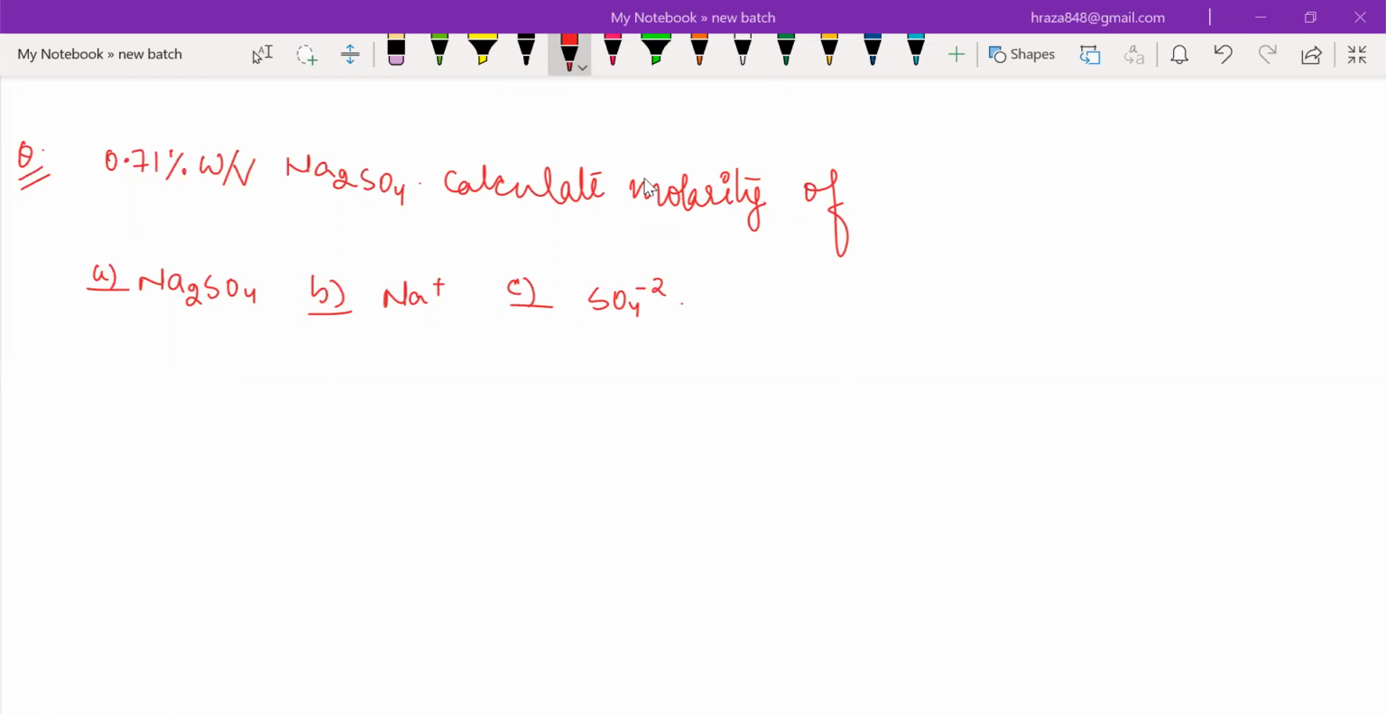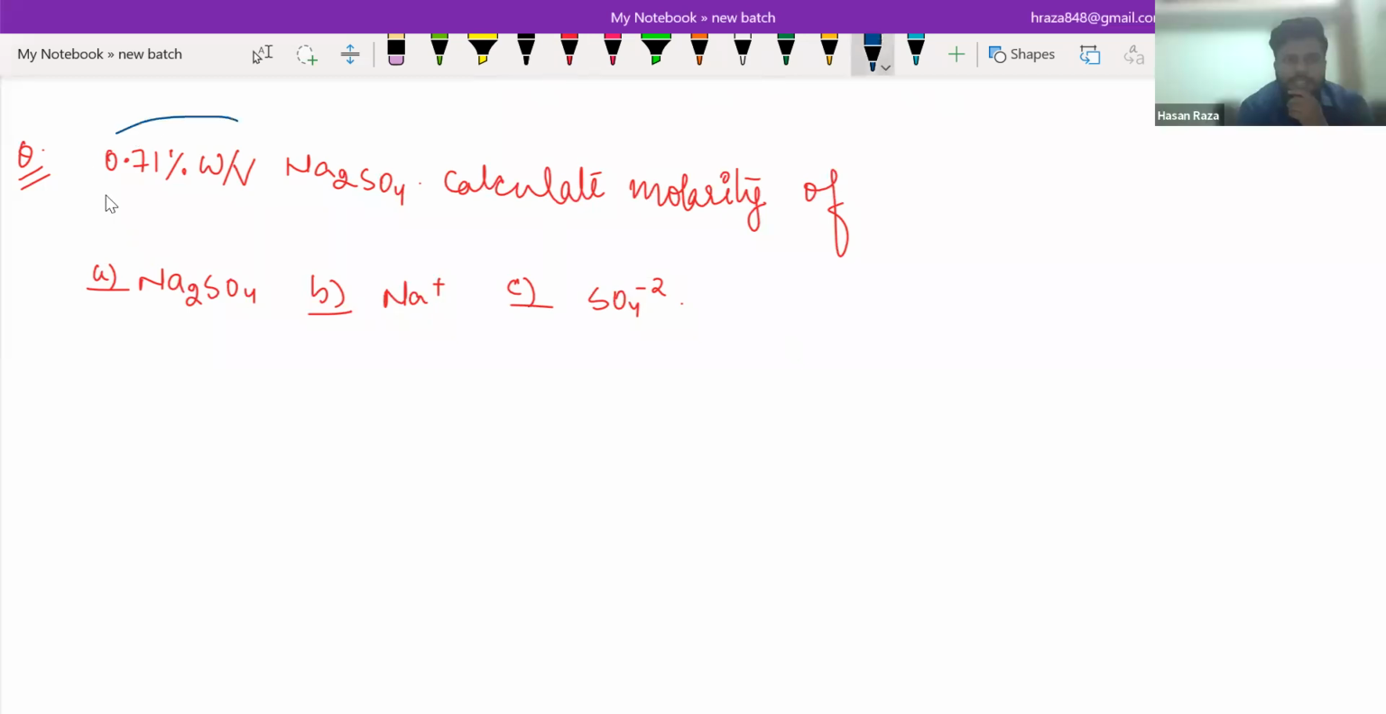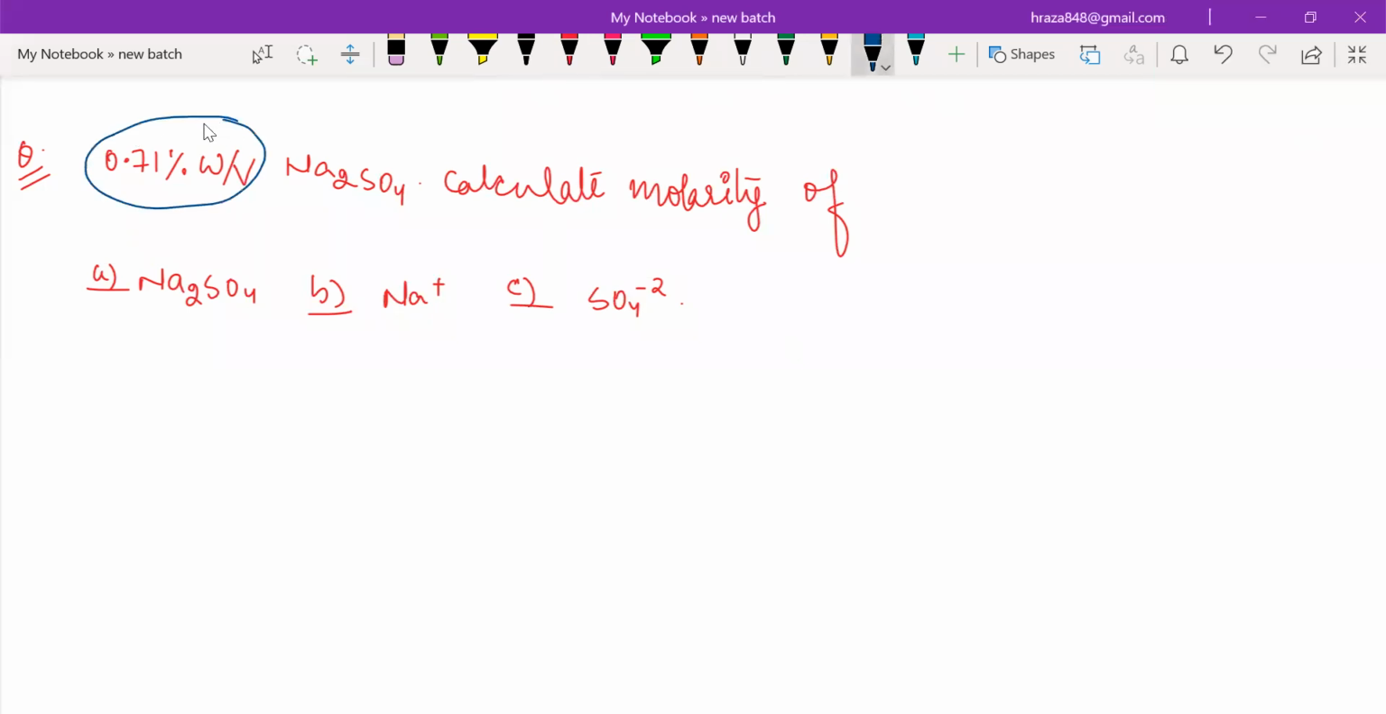Sir, here 0.71% weight by volume of Na2SO4, right? Whenever we see molarity, it is moles of solute, like mass by molar mass, right? What you just said, sir, molarity is equal to moles of solute by volume of solution in liters. So this is not, this is the mass.